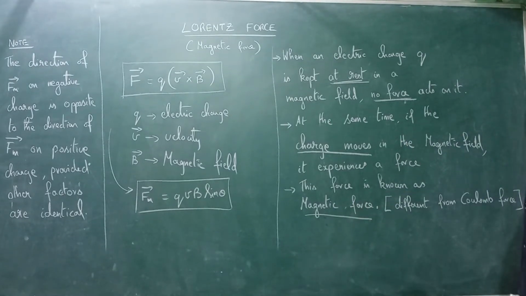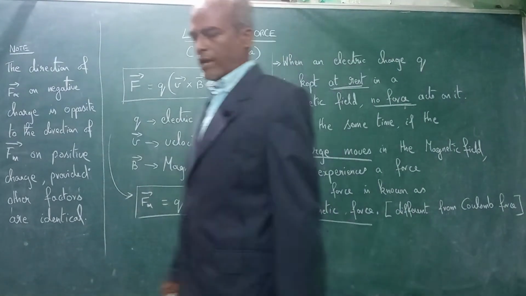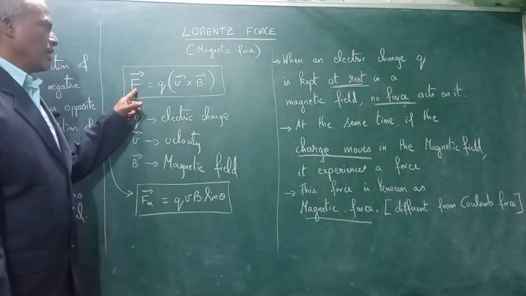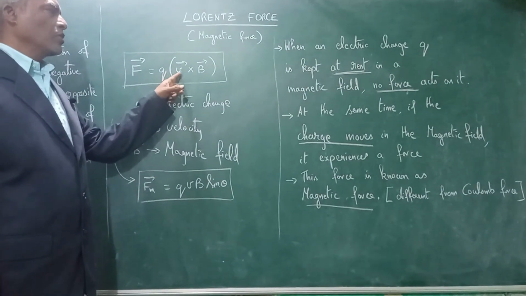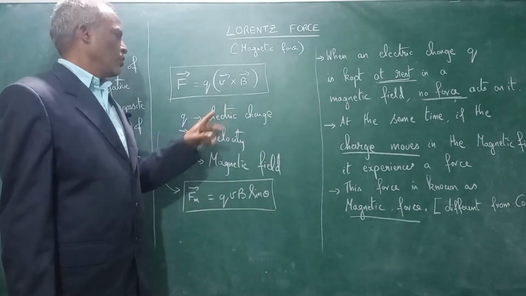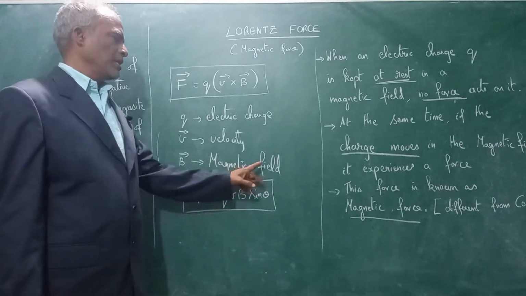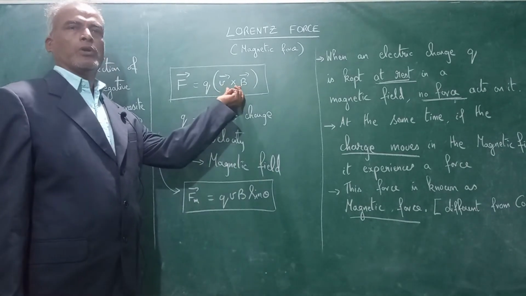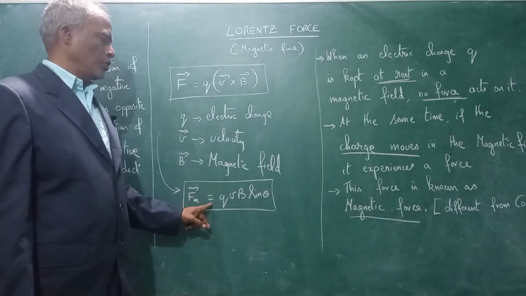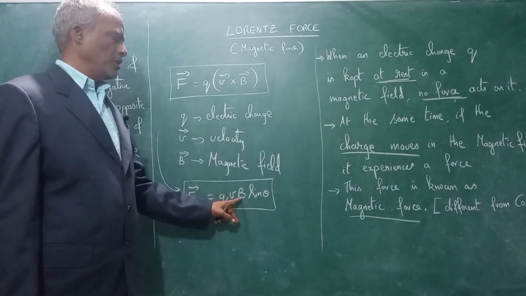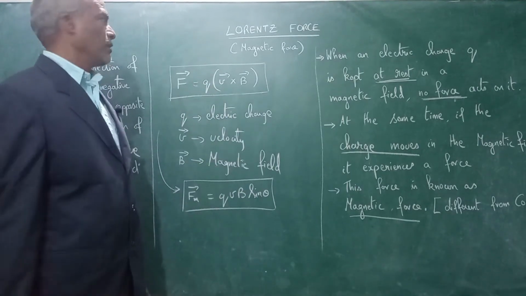But this magnetic force is totally different from Coulomb's force. So we have the force vector equal to charge into V vector cross product with B vector. Q is the electric charge, V is the velocity, and B is the magnetic field. Since this is a cross product, the magnetic force is equal to Q into V into B into sine theta. The sine theta is the angle between velocity and the magnetic field.